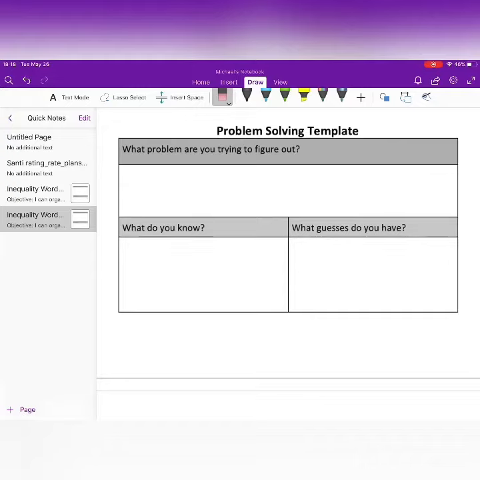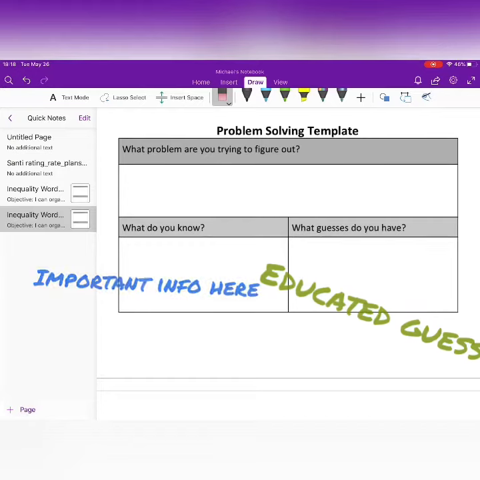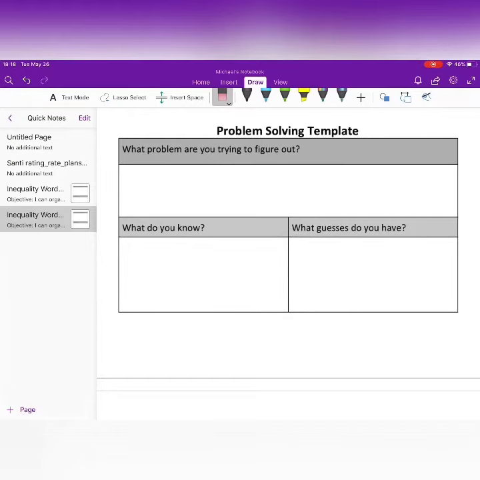So what are you trying to figure out in the problem? What do you know? What guesses do you have? Do that first, and then stop here, okay? Stop for a second and just think about it. Make sure you have all of that information filled in first, and then you go to the next part.